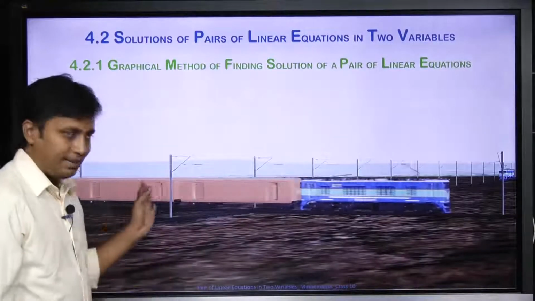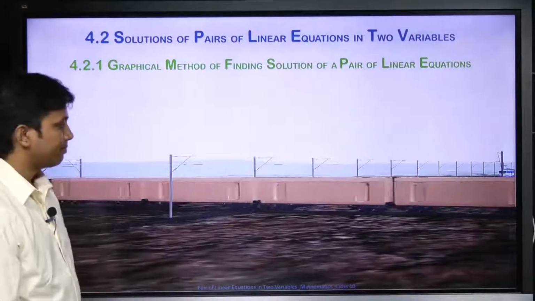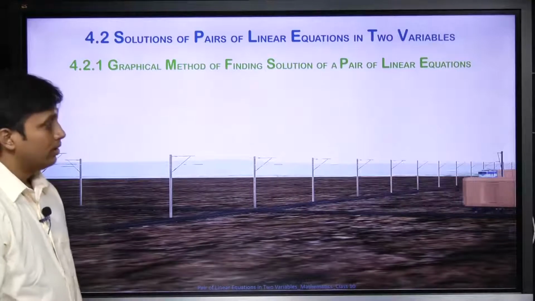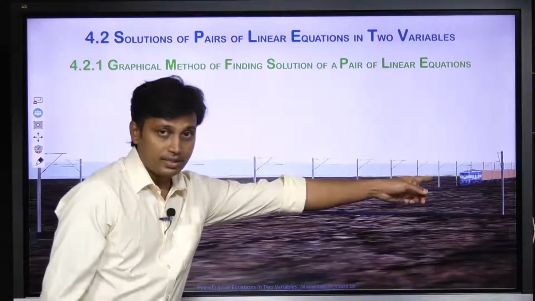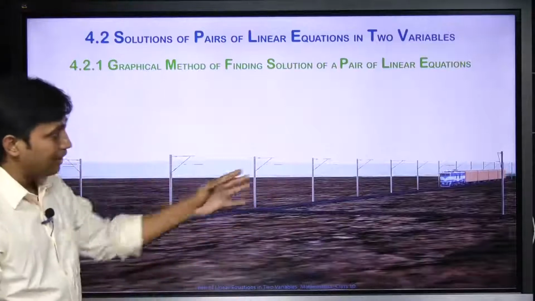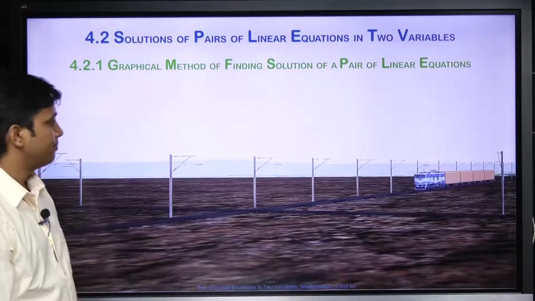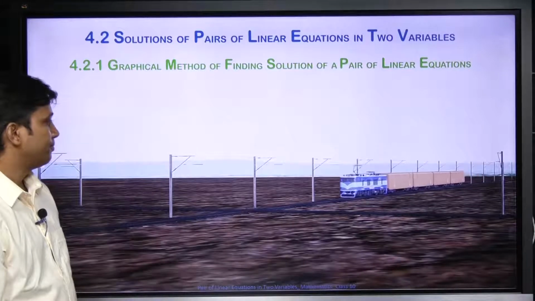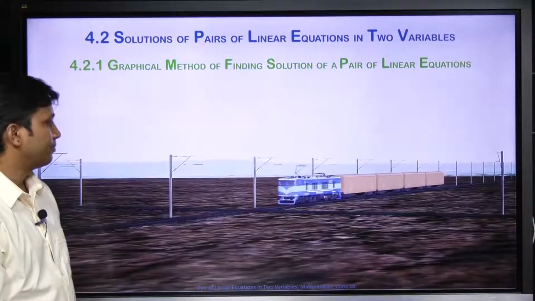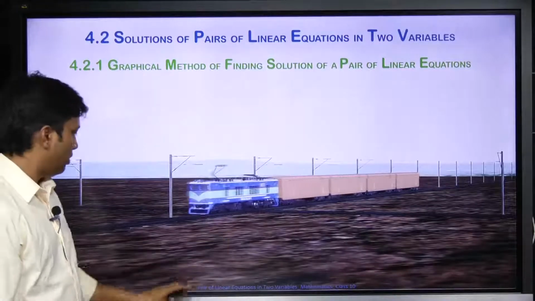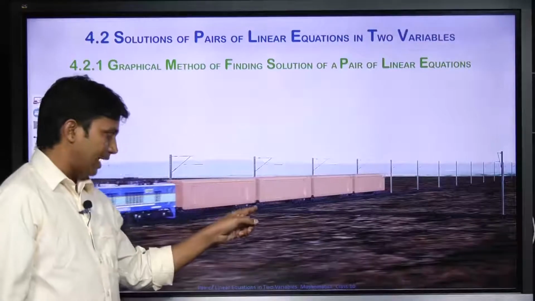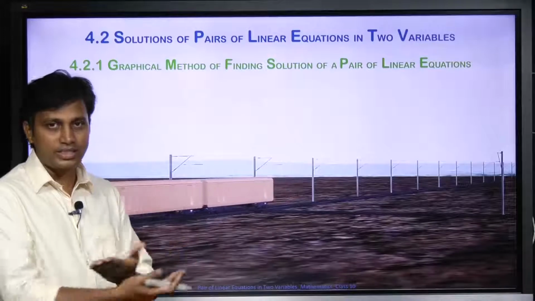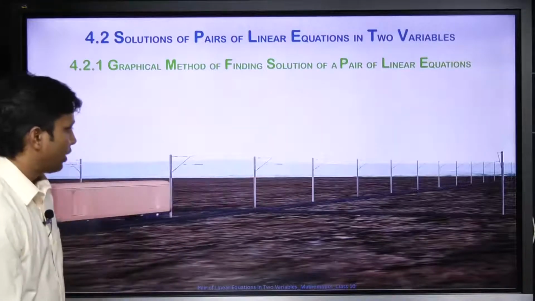See, this is a train moving on a track. Now later on you observe some other train is also coming in a different direction. Now just see here, what is your observation at this point? The two tracks are intersecting, or two tracks are crossing each other. Understood?